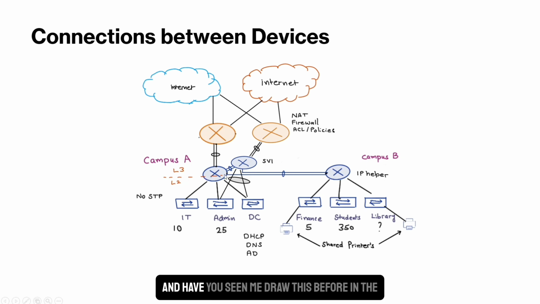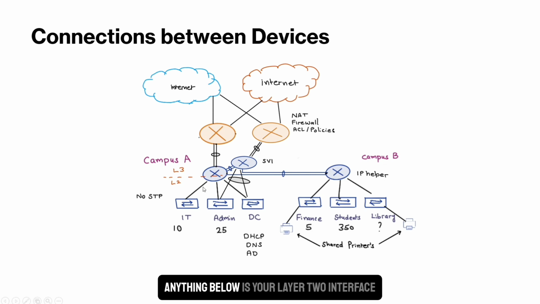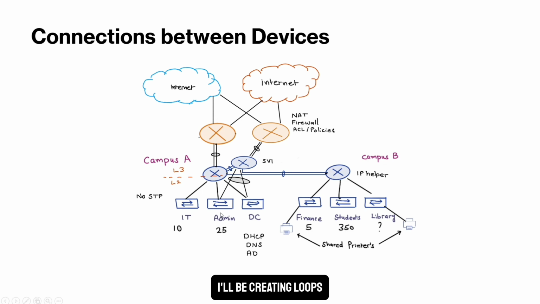Now, this is a dotted line, and have you seen me draw this before in the other videos? Anything above this is layer 3 interface IP, anything below is your layer 2 interface. I don't need a spanning tree, but if I had this switch with multiple VLANs, then I would need a spanning tree because I'd be creating loops. But since it's only one switch hanging off here, with only one VLAN, that's the root, this is the down, there is no loop happening.